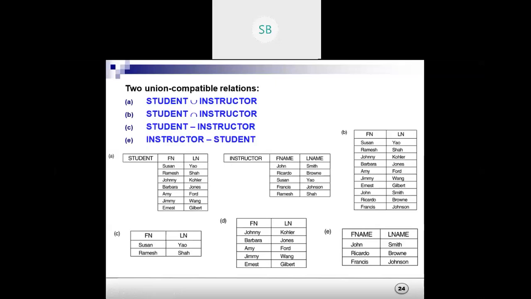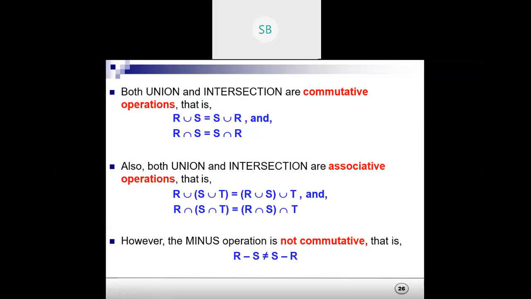So we will first discuss the properties. I think we didn't discuss them. Here also, union and intersection are commutative operations. Commutative means, like in set theory, R union S equals S union R. That means whichever way you union the two tables, it will display the same result, and the same goes for the intersection also.